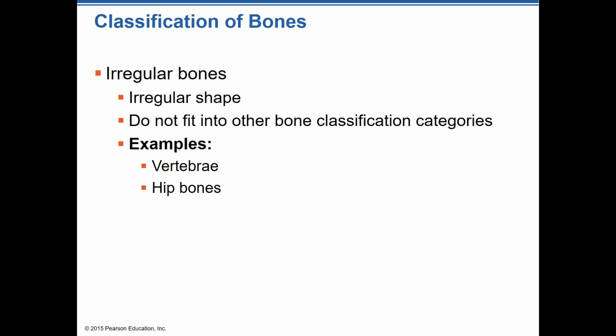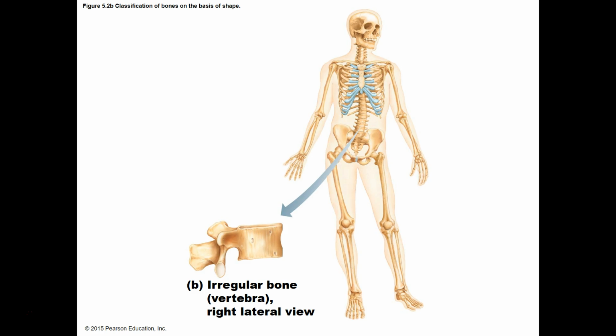Irregular bones, obviously, have an irregular shape, and they don't fit into these other categories. So they had to create a category specifically for them. The hip bone is an example of that. And of course, vertebrae, they're just odd-shaped bones. But they have such a specialized purpose that's why they're odd-shaped. And you can see the hip bones in here as well. You see how oddly shaped those are.